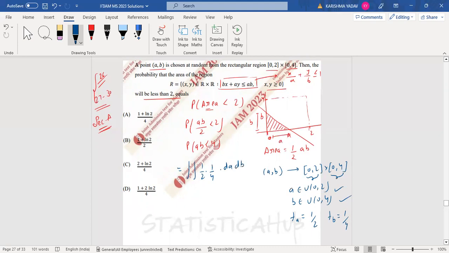Okay, we have to find this probability. We have to solve this integration. And let's just look at the limits. Okay, so we have AB less than 4. So let's just put on the limits for the a and b.